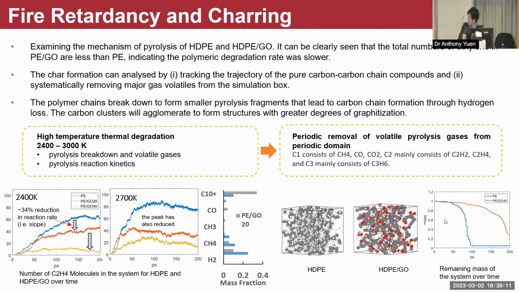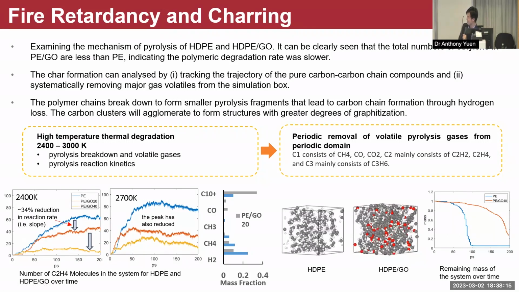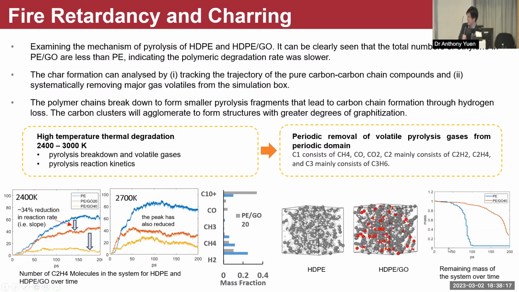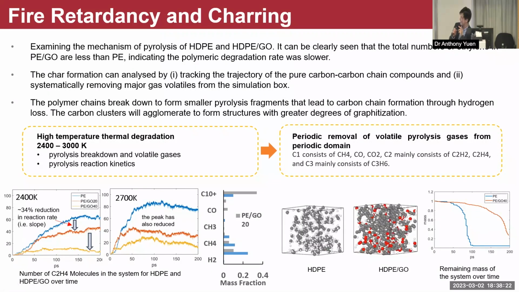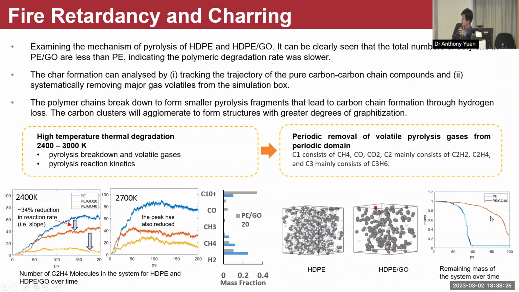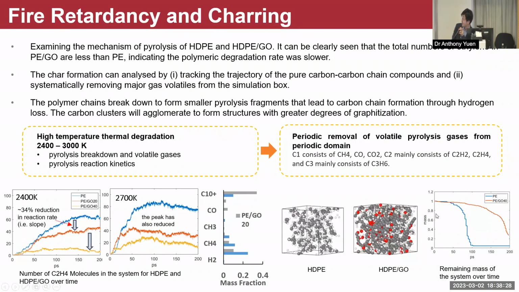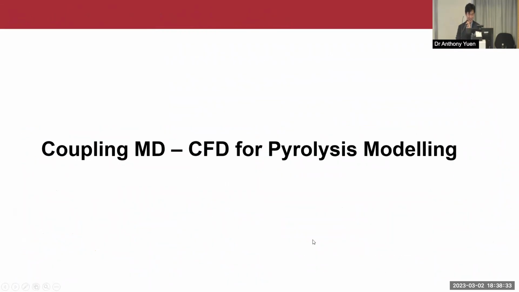Looking at this curve itself, we can already confirm that it's pretty similar to the TGA curve for the two materials, but of course your axis is time instead of temperature. You can see putting in the graphene oxide will prolong the degradation for quite a bit because of the slowing down effect of the charring.